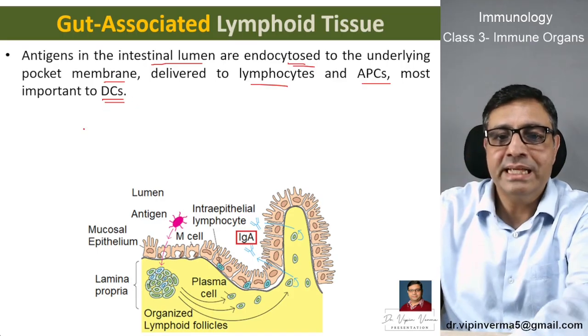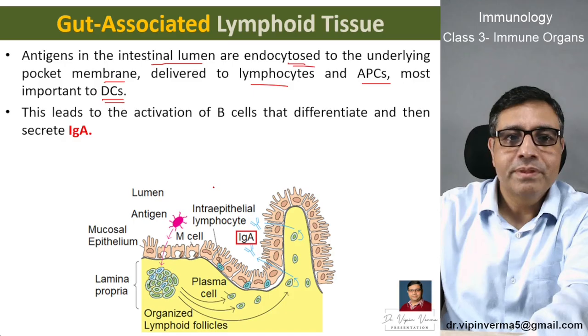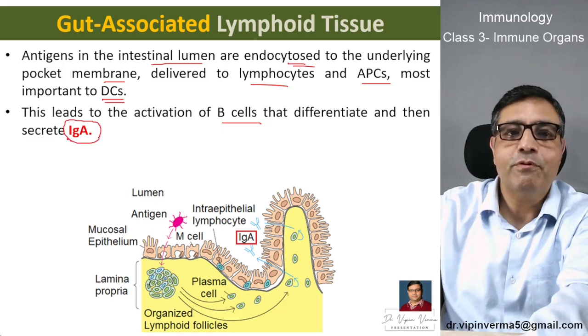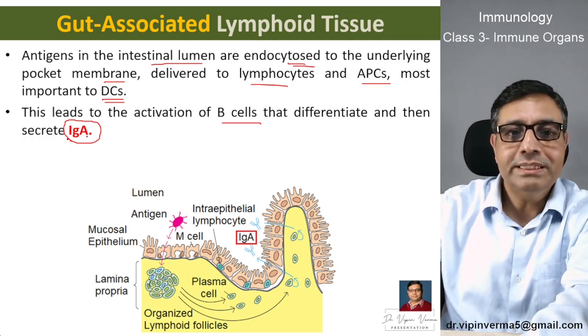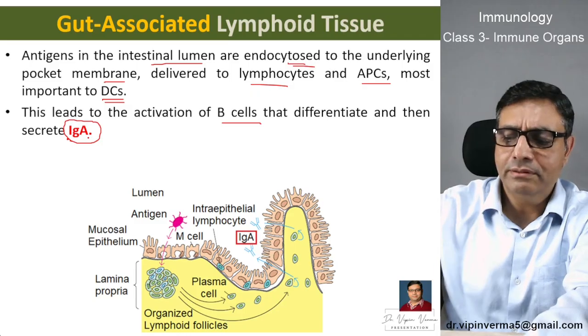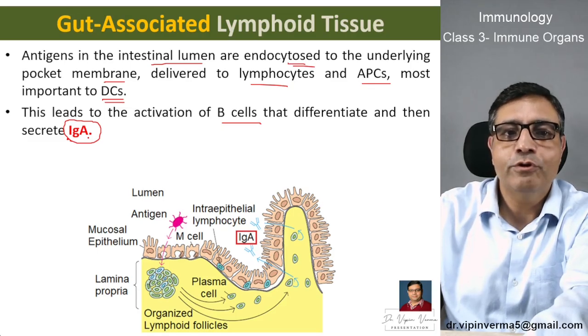So here you can see, this is the antigen which is endocytosed, and then it is delivered to the various cells. This leads to the activation of the B cells that differentiate and then secrete IgA. IgA is a class of antibody, which we will see in the next class. Just for your information, this is 1 out of the 5 types of antibodies which we see.